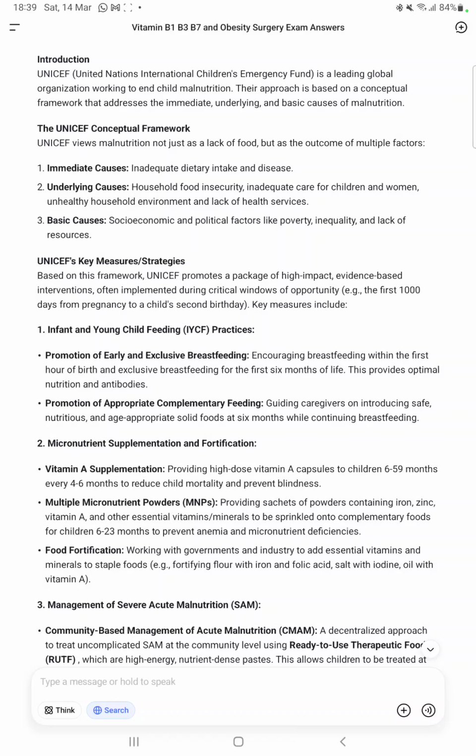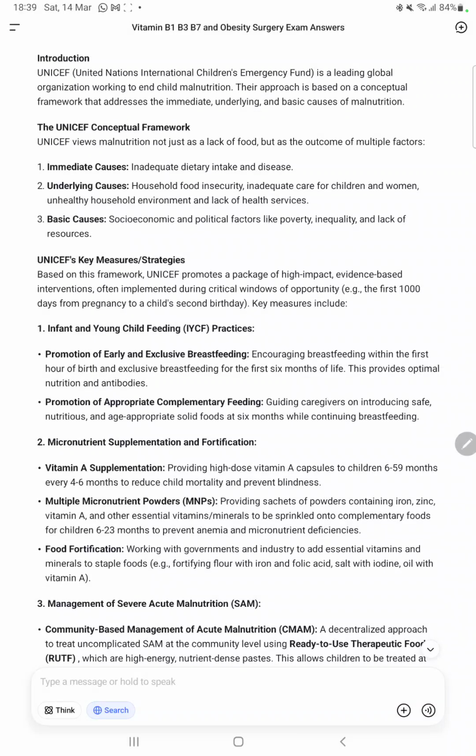UNICEF measures to combat malnutrition. UNICEF is the United Nations International Children's Emergency Fund. It is a global organization to end child malnutrition. It is a conceptual framework that addresses the immediate, underlying and basic causes of malnutrition.